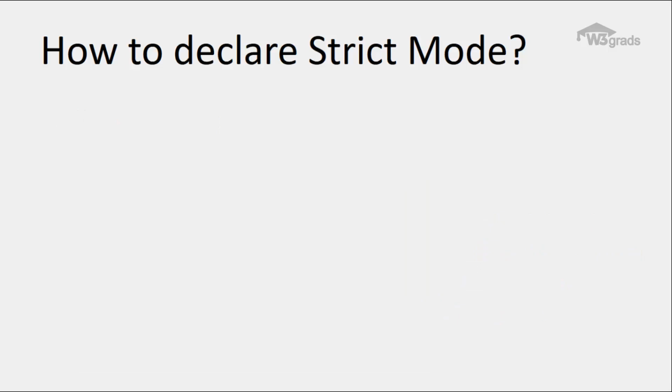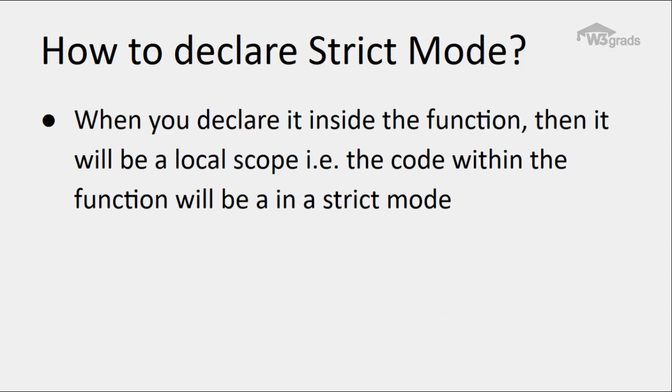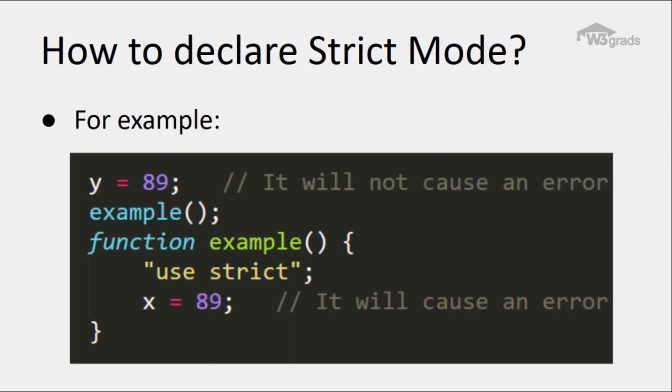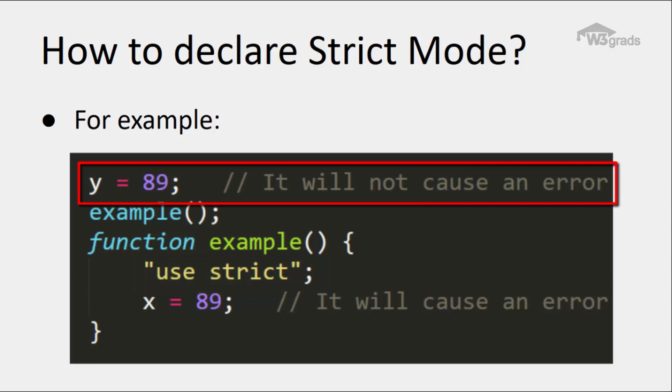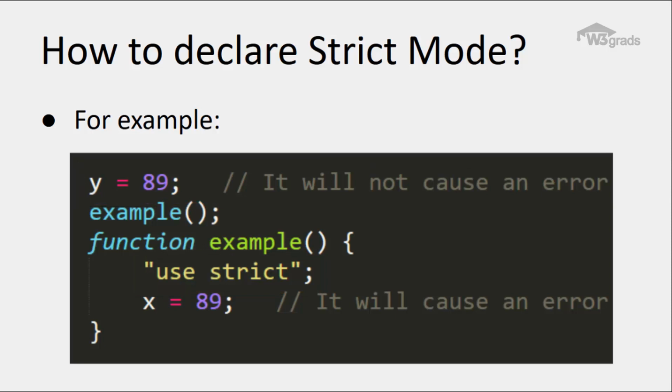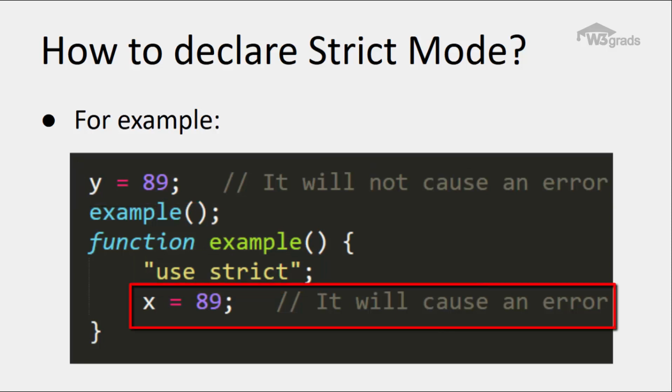In addition to this, when you declare it inside a function, it will have local scope, which means that the code within the function will be in strict mode. For example, in this script, strict mode is declared within the function, so the statement y = 89 will not cause any error. However, the statement x = 89 will cause an error.